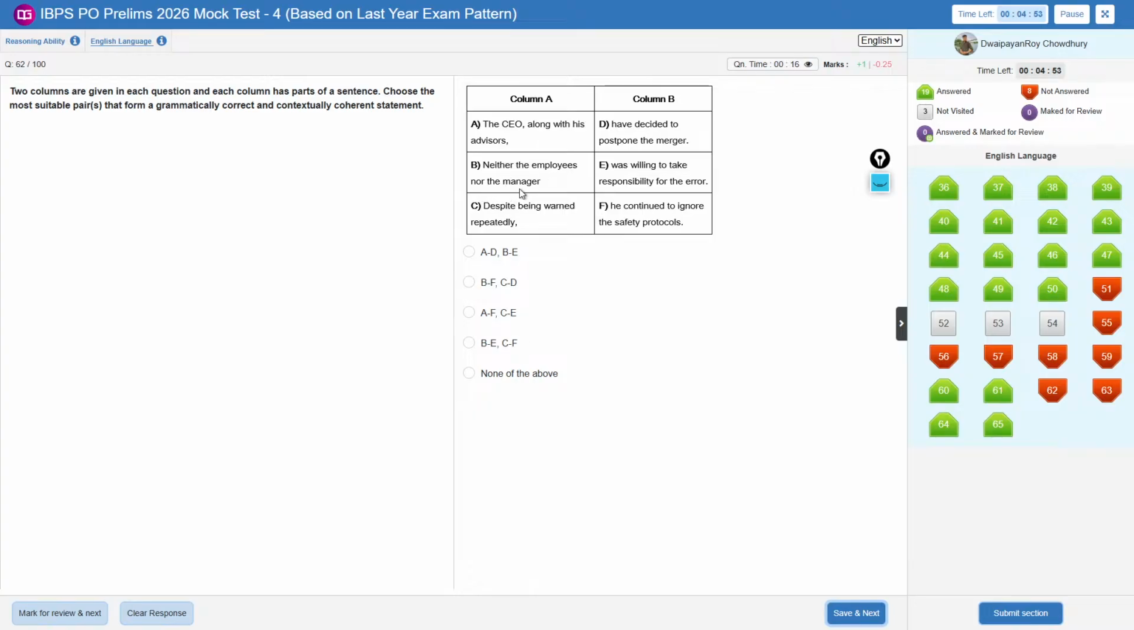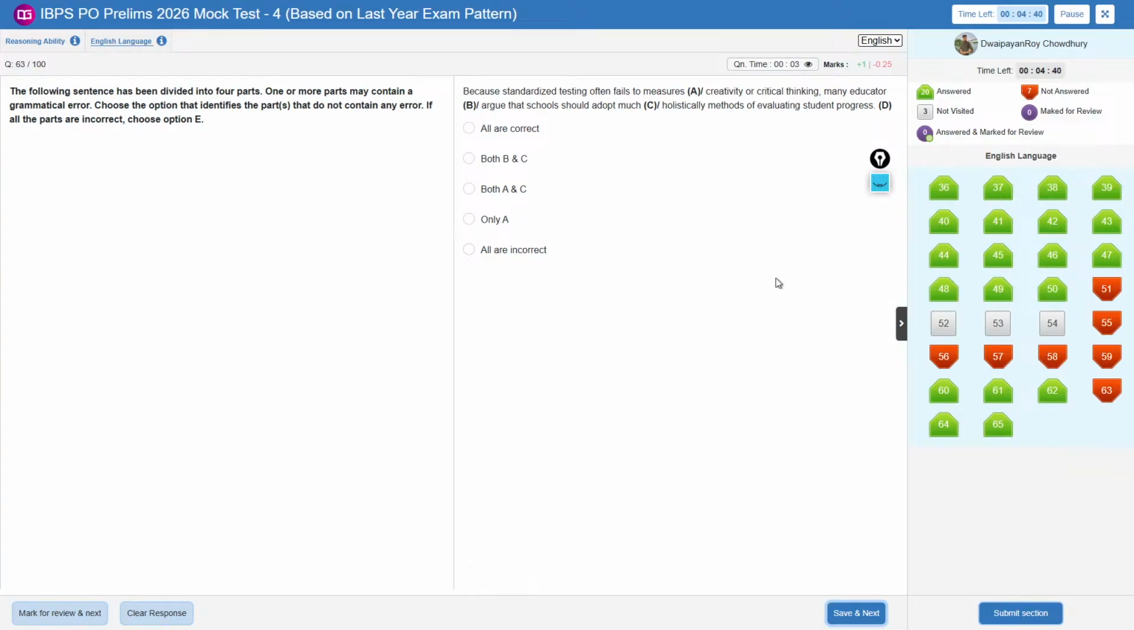Neither the employees nor the manager was willing. So BE. Despite being warned repeatedly, he continued to ignore the safety protocols. Because standardized testing often fails to measure, which do not contain. So B and C, because A are here, holistically methods.